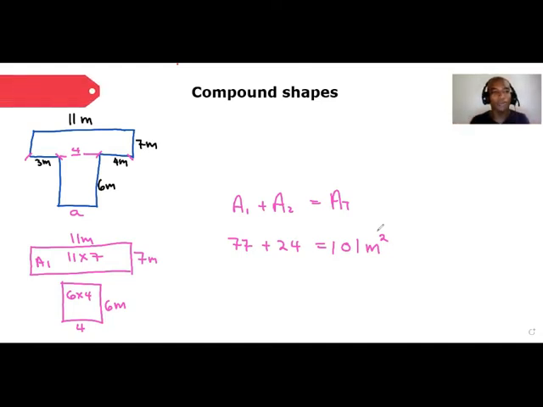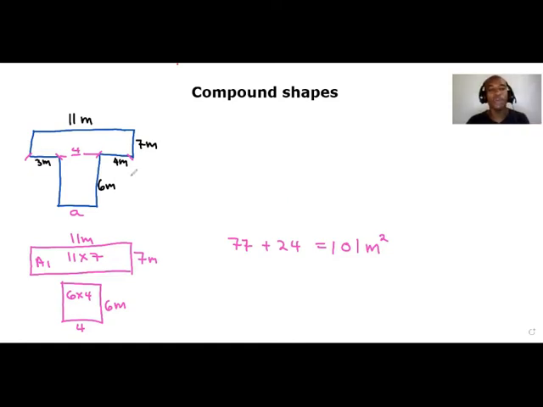We cut up our shapes, we find associated lengths, and we do our geometry. We do our arithmetics there, right? So the area of this entire T here, the total surface area that is, would be 101, and I trust that was clear. Now let's go on to the perimeter.